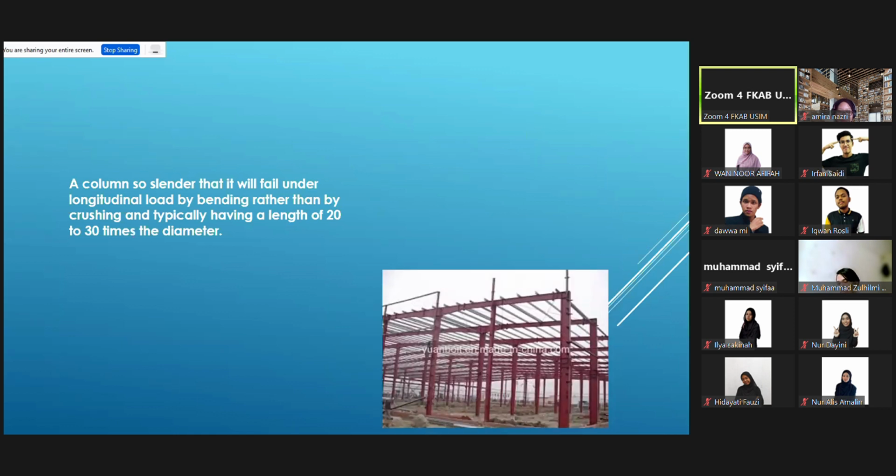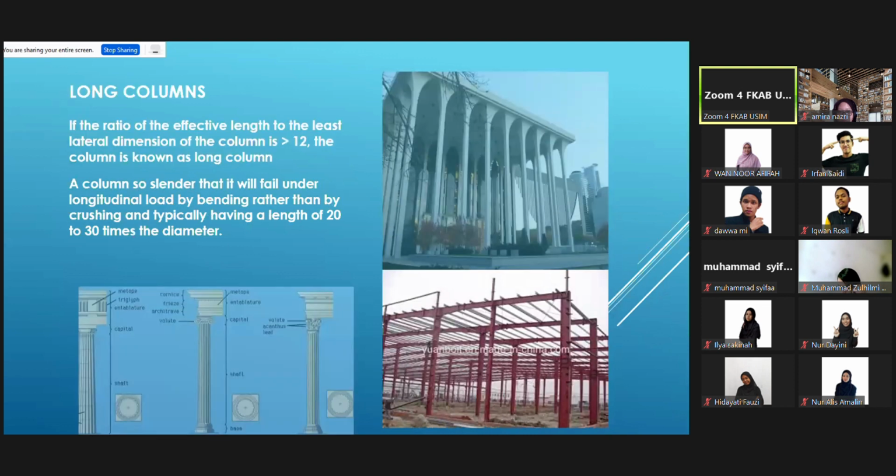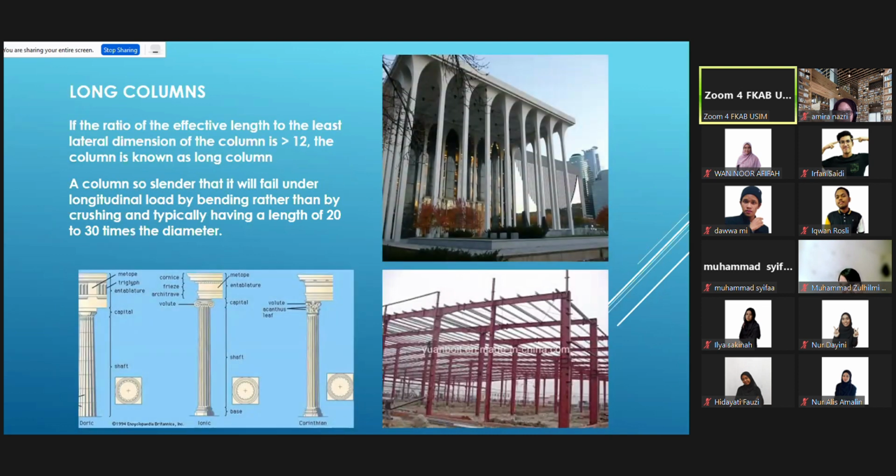A column is so slender that it will fail under longitudinal load by bending rather than by crushing, and typically has a length of 20 or 30 times its diameter. So there is a limit between short and long columns. This is about the long column. If the ratio of the effective length to the least lateral dimension of a column is less than 12, the column does not have to be treated as a long column.